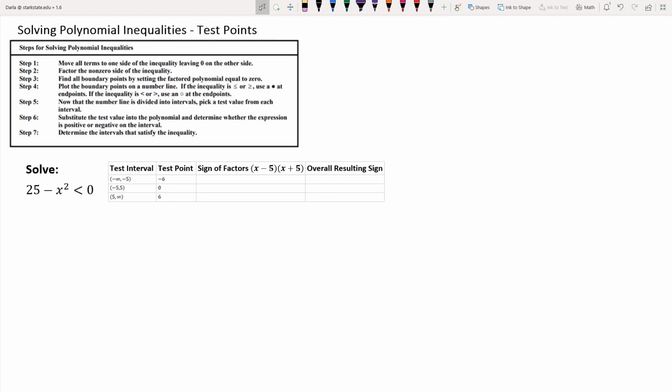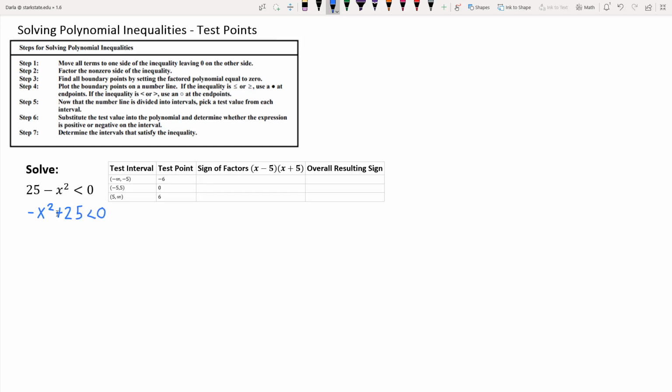The focus of this lesson is on solving polynomial inequalities using test points. So your first step is to move all of the terms of your polynomial over to one side of the inequality so that there's 0 left on the other side. And that step is already done for us in the inequality that we have. Then from there, you would factor one side of your inequality and determine the boundary points after you factor.